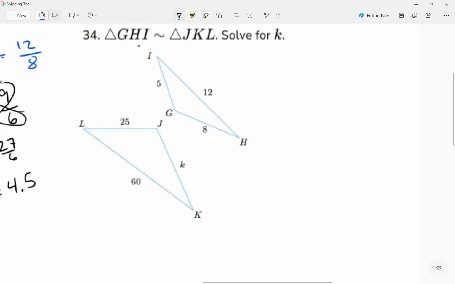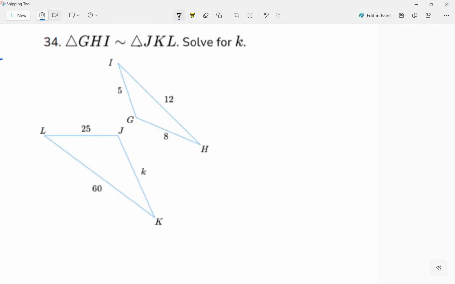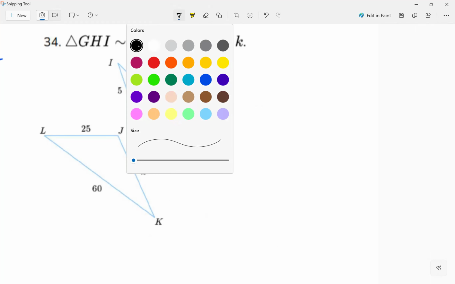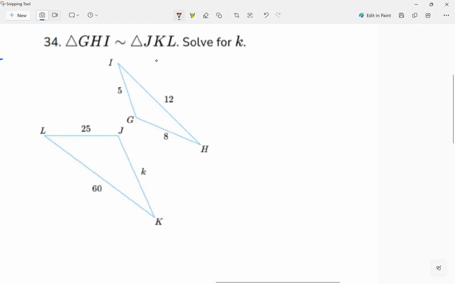Let's take a look at number 34. GHI is similar to JKL. We have to solve for K. Okay, so let me choose two sides. I'm going to choose K here, and K is corresponding with 8. How do I know? Because I'm using the first two letters of each triangle. The side JK is corresponding with the side GH.